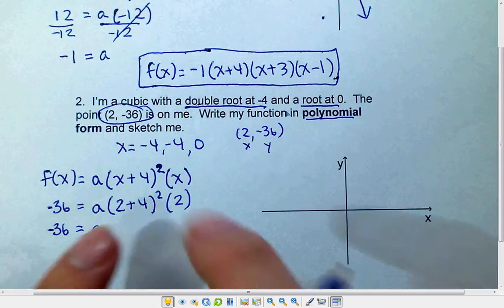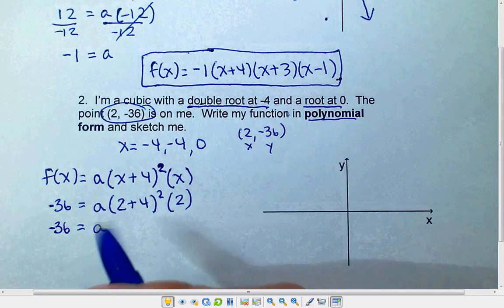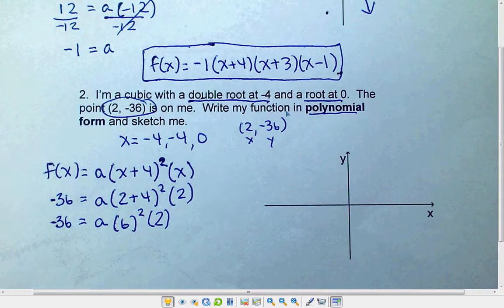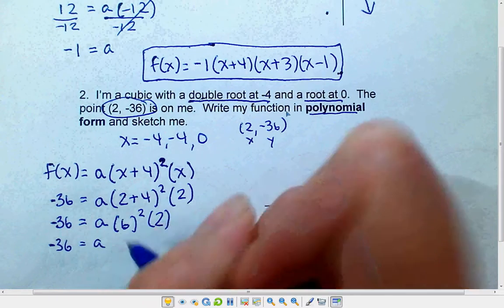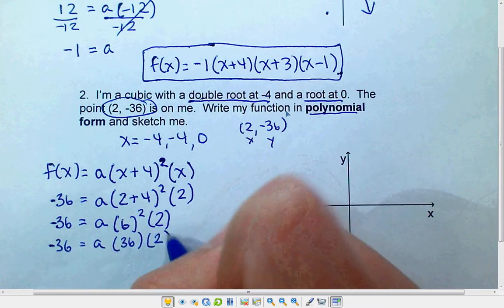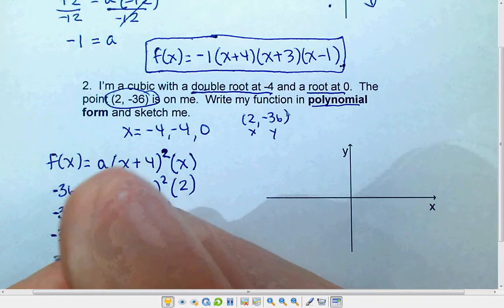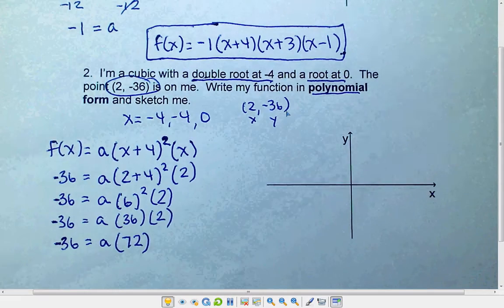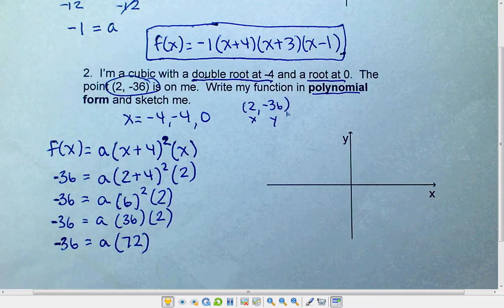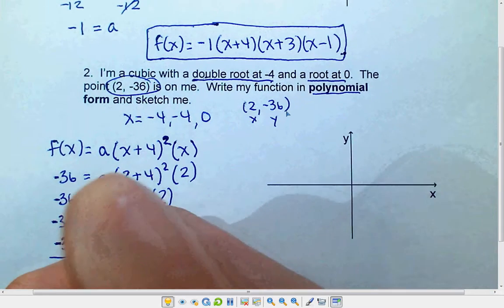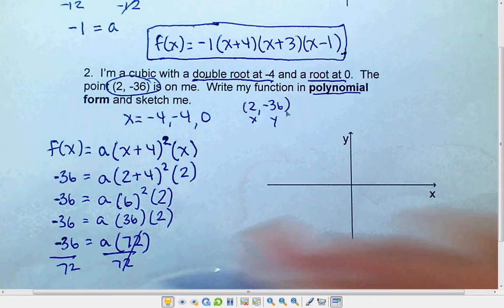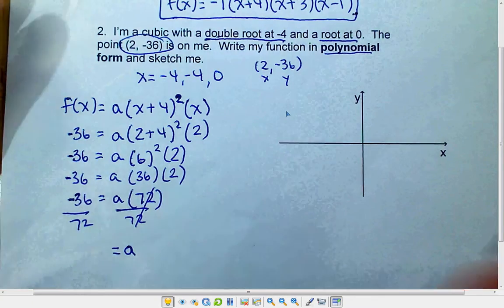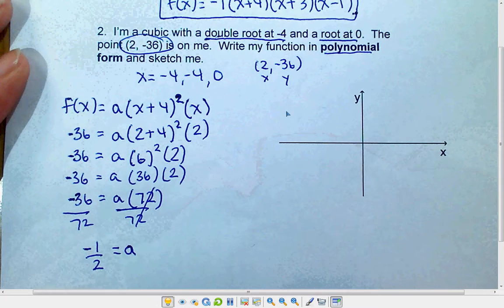So once we simplify this, what we need to do first is what's inside the parentheses. So 2 plus 4 gives us 6. We're going to square the 6. So 6 squared gives us 36. 36 times 2 gives me 72. Again, we're solving for a, so we got to get a by itself. How do you get rid of the 72? Divide. So a is equal to negative 36 over 72, which we can simplify to be negative 1/2.